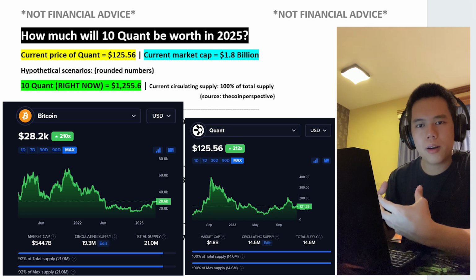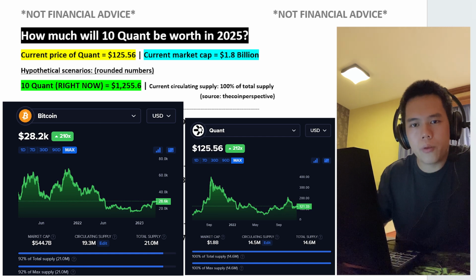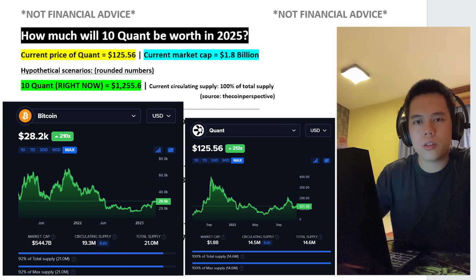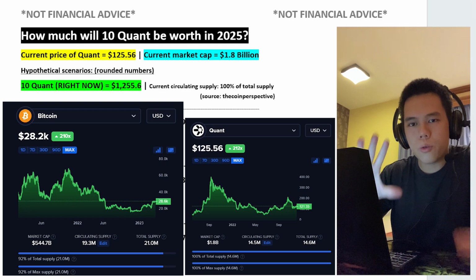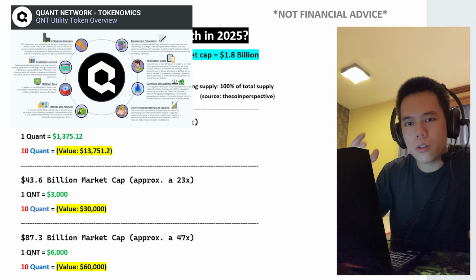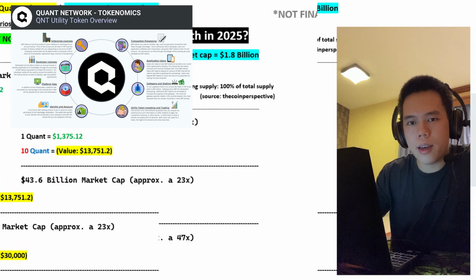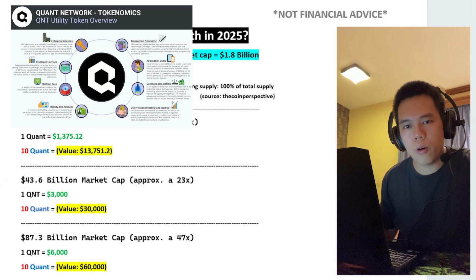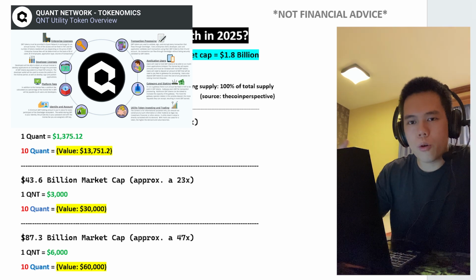I mean, if you think about it, what is the use case of Bitcoin really? For the most part, it's essentially just a store of value. But that is not the case when it comes to Quant. It has a very diverse use case. For example, on the Quant network, Quant can be used for enterprise licenses and as well as developer licenses. Quant is also used for platform fees, and it is also used for transaction processing.